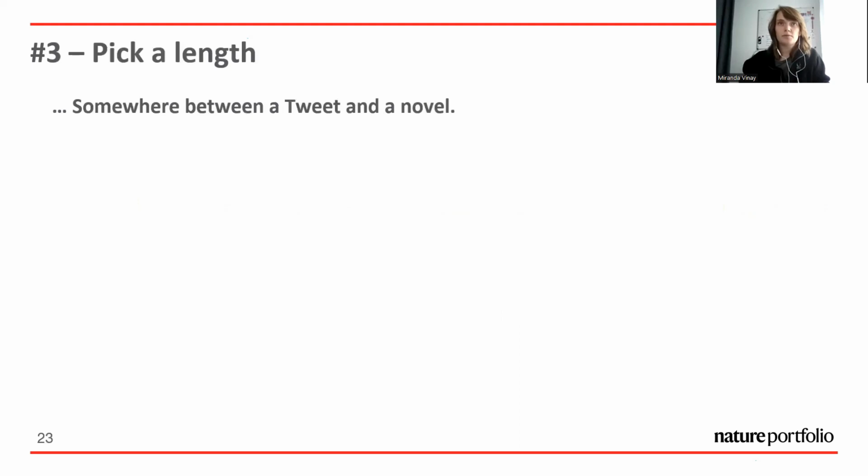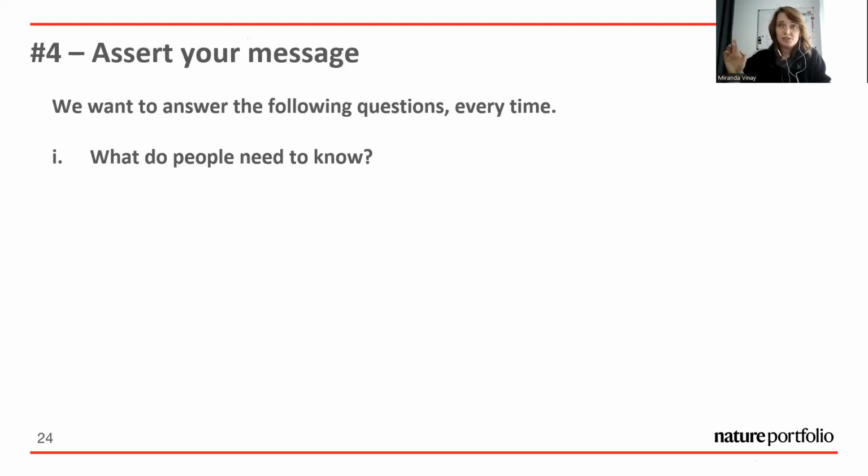The third step in the program is pick a length. You have a lot of freedom in secondary science, and usually this is some type of length between a tweet and a novel. And fourth, assert your message. So this is slightly different from picking an intent, as we've seen before. So in asserting our message, we want our writing to be strong and clear, and we need to answer a couple of questions every time.